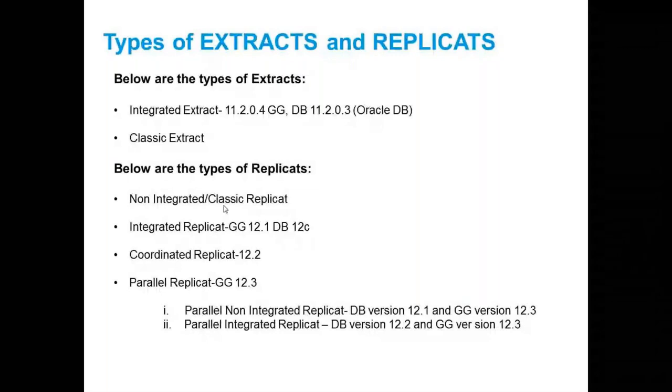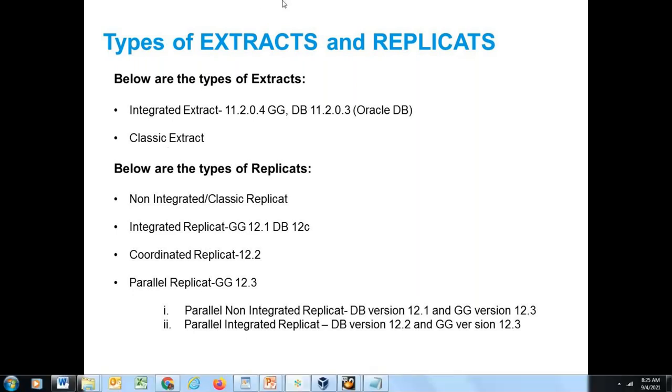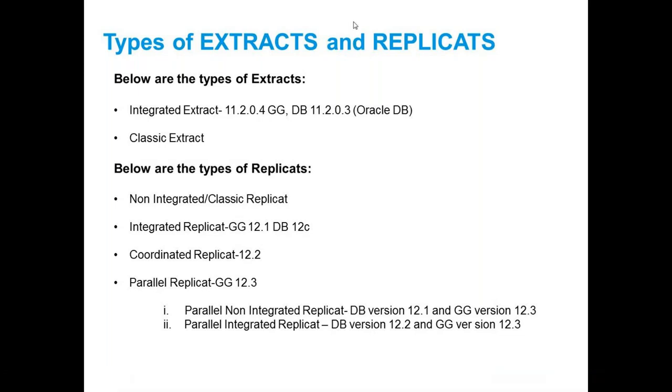Now there are two types of extracts available. One is integrated and the second is classic. Classic extract has been available since the beginning of GoldenGate. Integrated extract is available from GoldenGate version 11.2.0.4 and database version 11.2.0.3. Classic extract is available since the beginning, and it is still supported. However, if you are using a multitenant architecture database, then you cannot configure a classic extract. Classic extract is available for non-multitenant architecture databases, non-CDB, non-PDB. Integrated extract is available only for Oracle database.